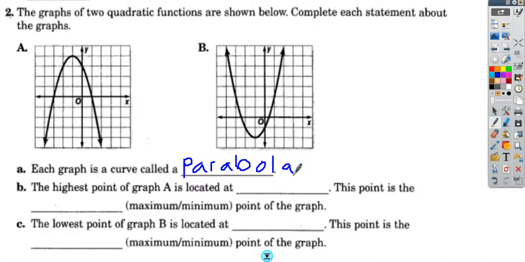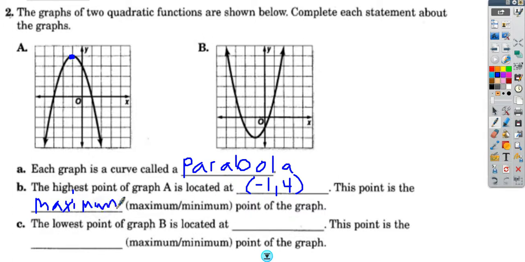The highest point of graph A is located at (-1, 4). That's this point right up here. So you go back 1, up 4, so it's (-1, 4). And we write that over here as -1, comma, 4 in an ordered pair. This point is the maximum point of the graph. So that is your maximum.